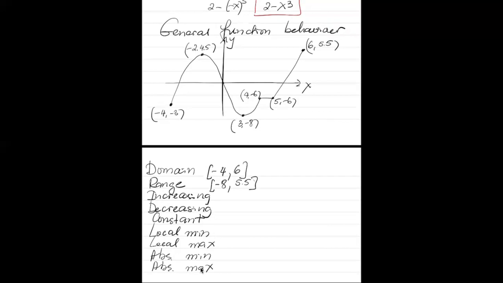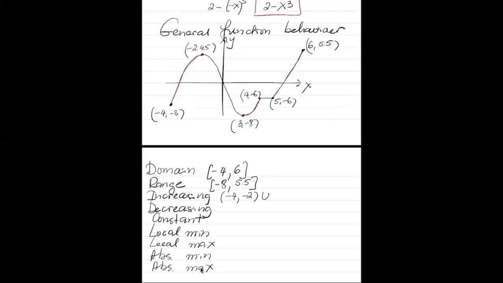Increasing. So where's the function increasing? That means it goes up and to the right. Seems like it's increasing from -4 to -2. We're listing the x values for the interval. Let's just make this red. So this is increasing. And it's also increasing here. And it's also increasing here.